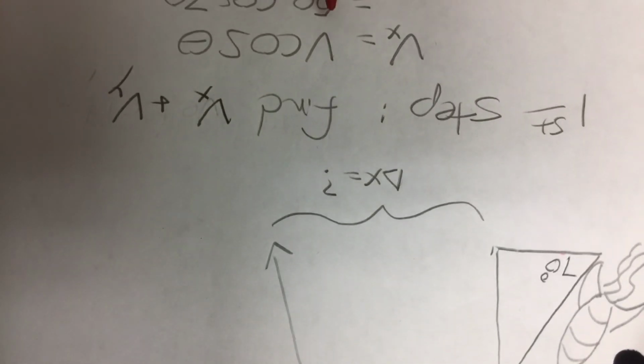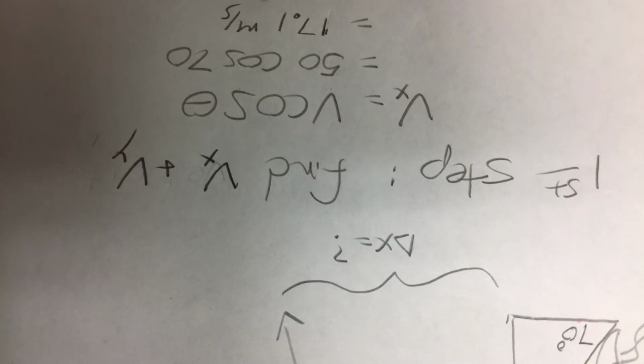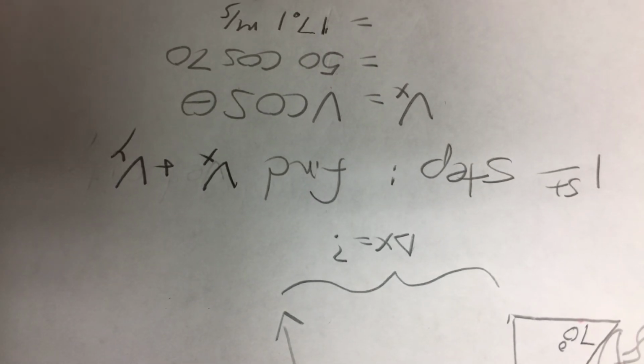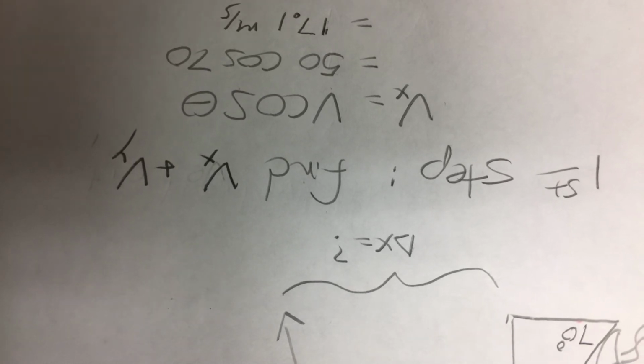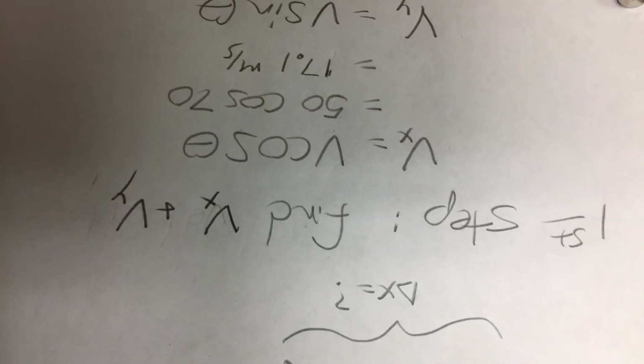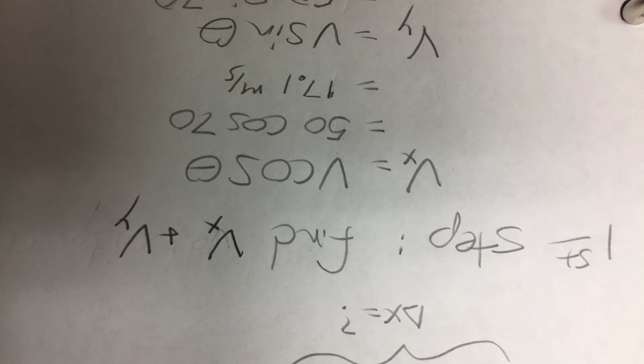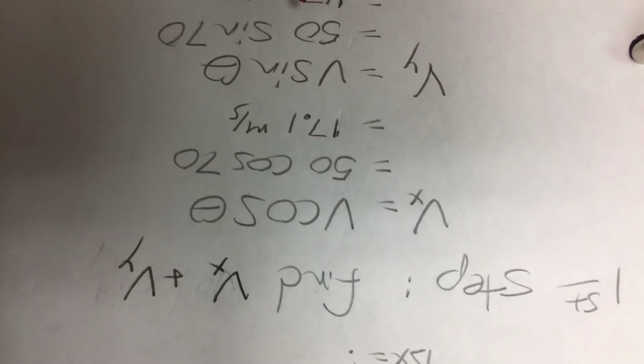So to find the vx, we multiply the launch velocity times the cosine of the angle. That's going to be 50 times the cosine of 70. Gets us 17.1 meters per second. Make sure that you can do that with your own calculator button pressing. vy is going to be found by multiplying the launch velocity times the sine of the angle. So that's going to be 50 times the sine of 70.